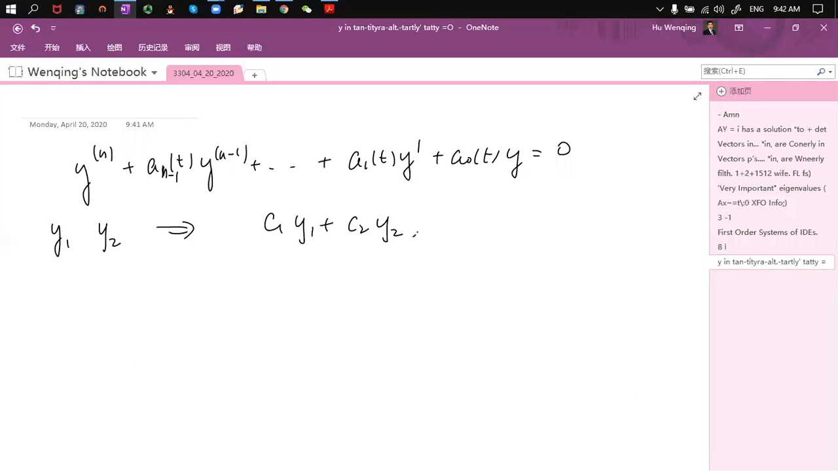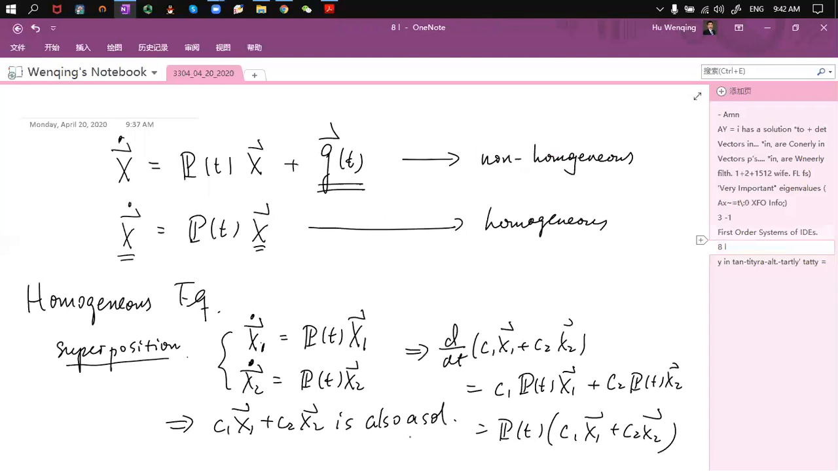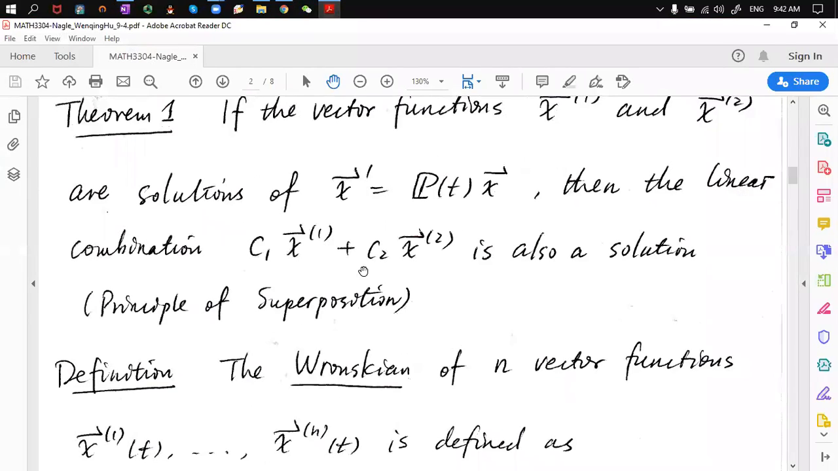So we've been talking about the superposition principle already for just one single equation with higher order terms. Now it's the same thing. If you have a system of homogeneous linear equations and you have two solutions, you superpose them and you get another solution. So the solution set for the system of ordinary differential equations is a linear set.